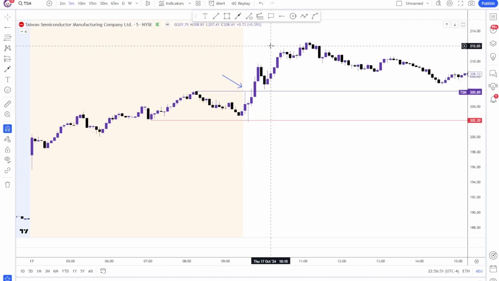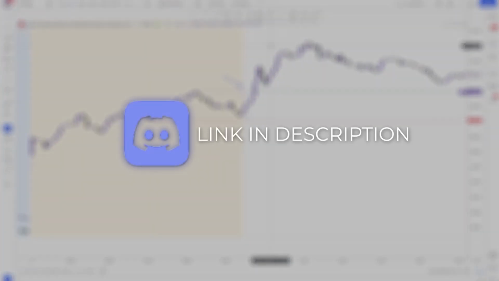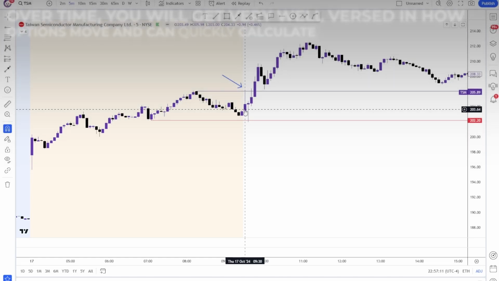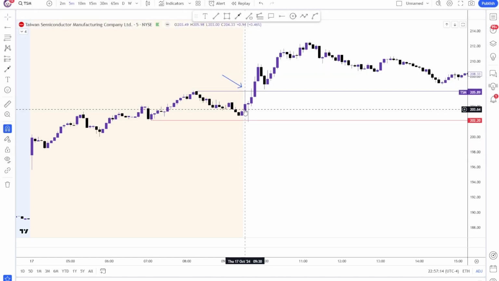And if you struggle calculating, there's a couple of tips that I have. You can use different tools or websites. If you need help finding one, let me know. Drop a comment or shoot me a DM on Discord. I can point you in the right direction. Over time, you will get very well versed in how options move and can quickly calculate within at least 5 or 10%. I've rarely ever struggled with doing so.